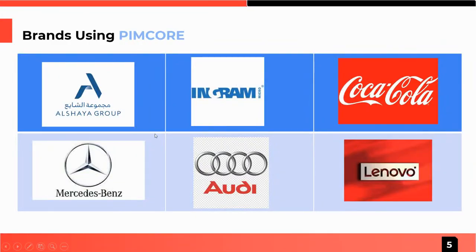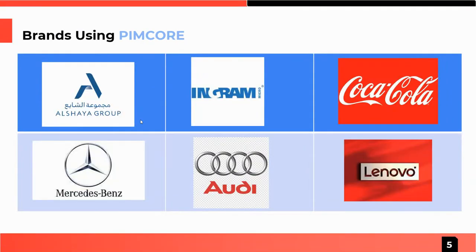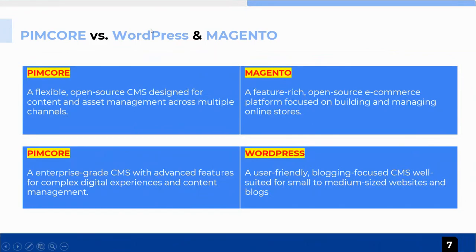Right now, many big brands are using Pimcore, like Coca-Cola. So why use Pimcore? We already have WordPress for CMS and Magento for e-commerce. Pimcore facilitates all types of projects. You can handle all types, like the CMS part. If you only have a website, you can upload a blog, so you can easily use Pimcore. If you want to customize your e-commerce project, you can easily handle that with Pimcore.